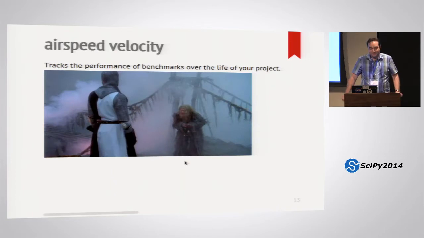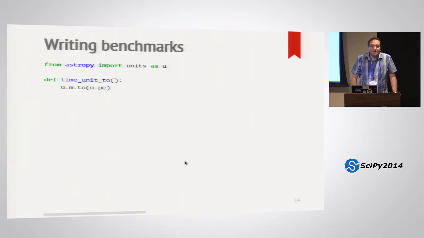So along comes Airspeed Velocity, and its purpose is to help you track the performance of your project over time throughout its source code history. And as I say, it came out of the SciPy project. We had a story very similar to the one I just told, only different in the details, in the units package. So here's how it works.